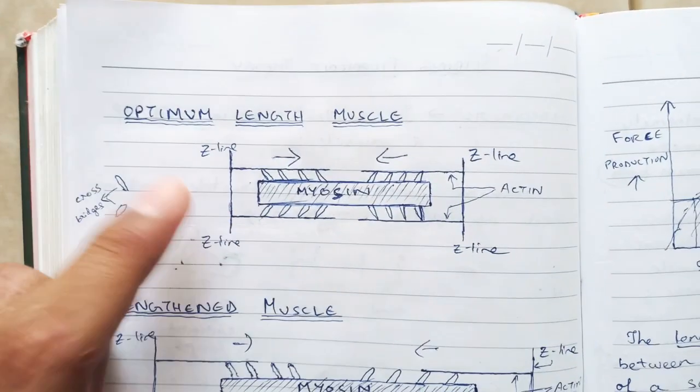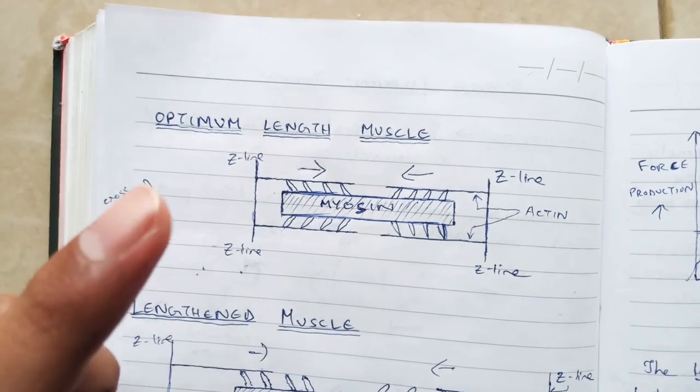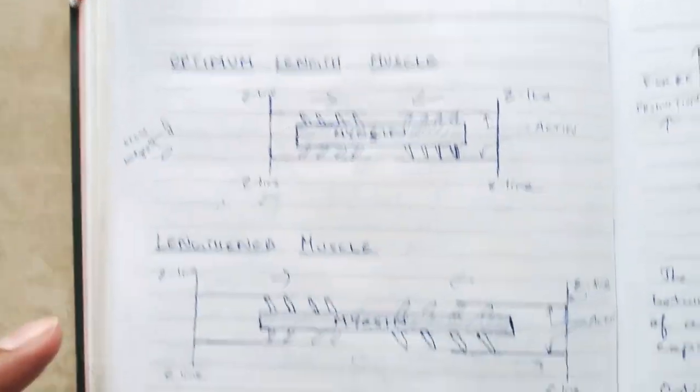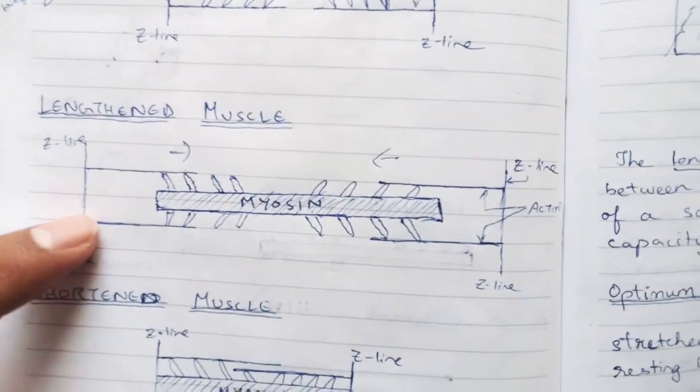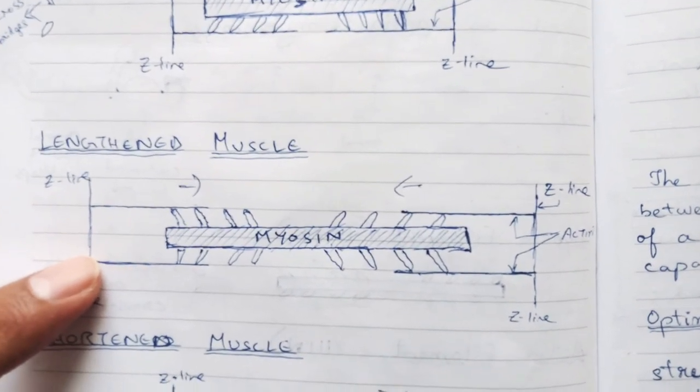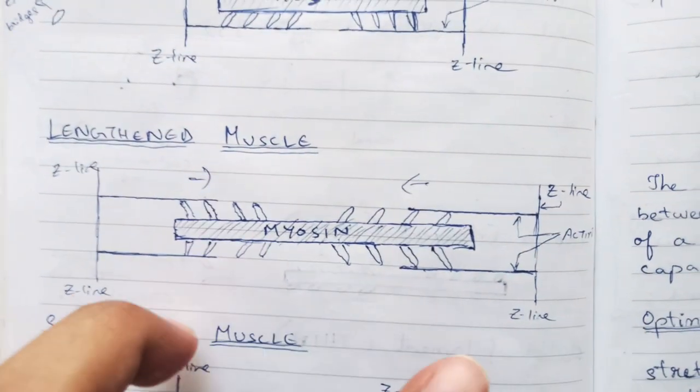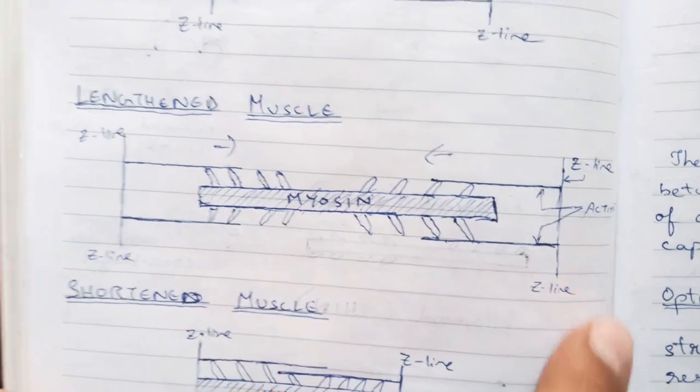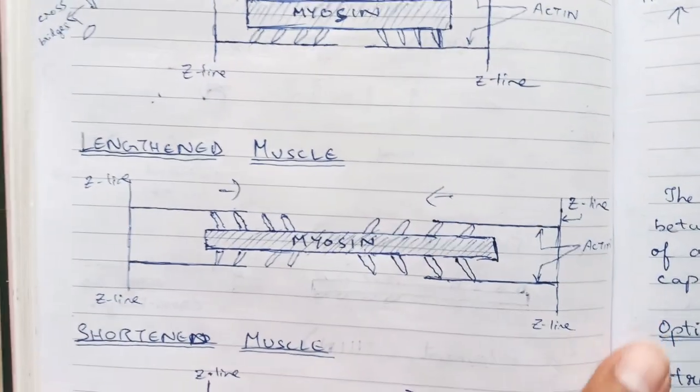So this is what an optimum lengthened muscle looks like. A muscle at its optimum length looks like this. Now let's take a look at lengthened muscle. How does a lengthened muscle look? The Z lines are very much apart. They are extremely stretched. The sarcomere is extremely stretched, right?